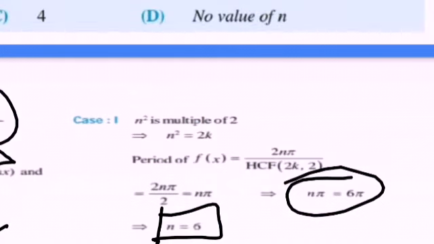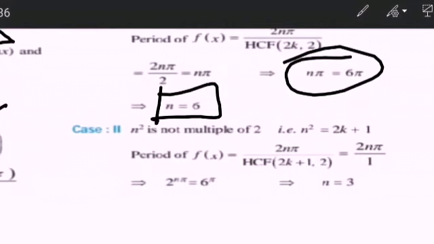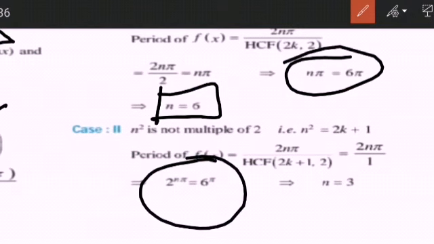But what happens when n square is not a multiple of 2? Then you have to say 2k plus 1. So the HCF of 2k plus 1 comma 2 is n. So the period will be 2n pi, which should equal 6 pi.